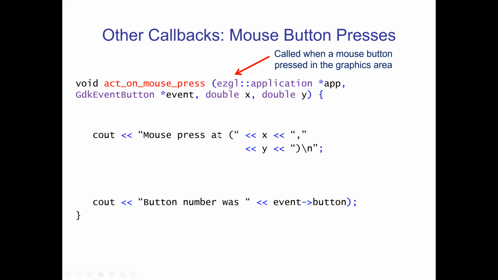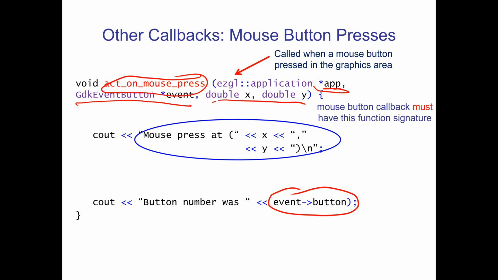All right. So other callbacks. So mouse button presses. Again, you have to have the right signature. You can call this anything you want, but it has to take the EasyGL application pointer. It has to take this event structure. You can ignore it if you want, but you have to take a pointer to it. And then it takes an X and a Y coordinate. Those X and Y coordinates are where the person pressed the mouse button, and they're in world coordinates. So they're in the coordinate system that you chose. And if you want to, you can do things like say, okay, which button was it?